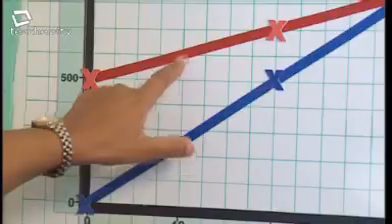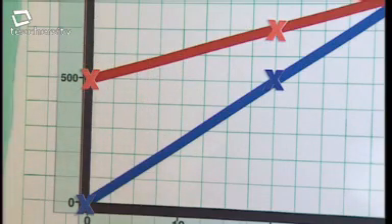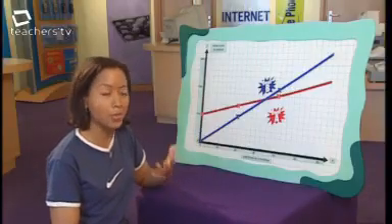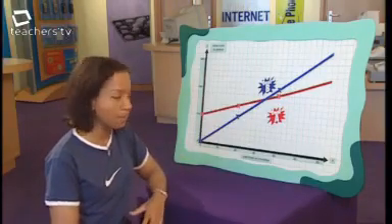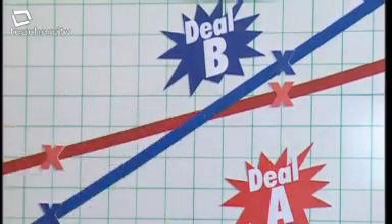For deal A, it's the red line, reading off the vertical axis, that's 600 pence, so that's £6. So obviously the best deal, if I was only going to make 10 minutes of calls a week, would be deal B. So what happens to the cost at the point where the lines cross?